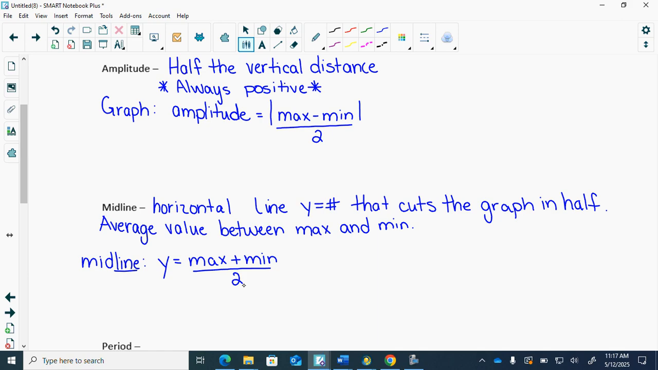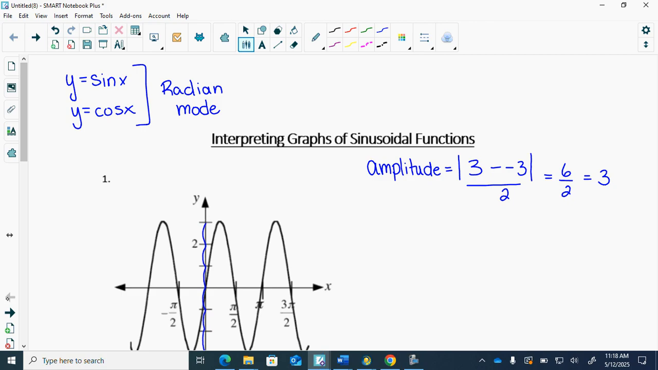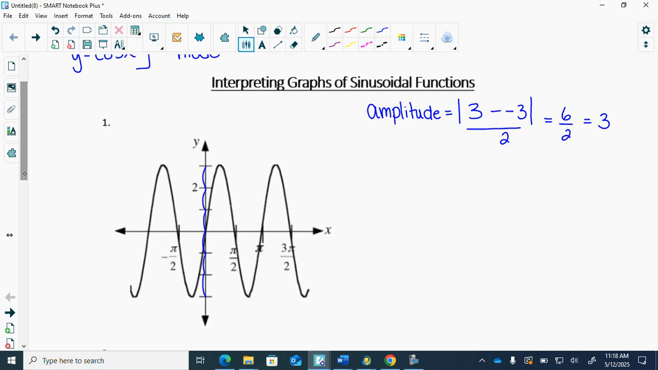So what we're going to do is we're going to go back to number 1 and we're going to find the midlines of them, but we're also going to draw them. Because the midline helps us if we draw it to make sure we're correct. So I'm going to go back to number 1. I'm going to find the midline and make it purple.